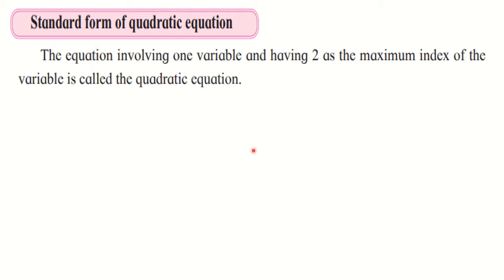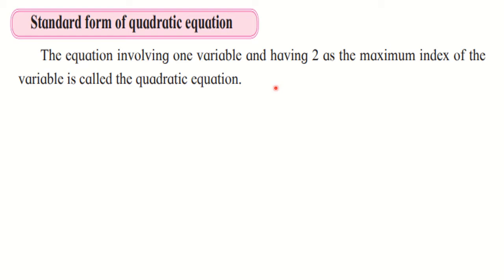Now here also we are having one variable. That means the equation should have only one variable, any one alphabet you can say, either x, y, a, b, whatever, and the maximum index should be 2. Then we say that the equation is a quadratic equation. So this is the definition of quadratic equation. The equation involving one variable and having 2 as the maximum index of the variable is called a quadratic equation. Here 2 as an index should be present, 1 alone will not do. You have to keep this in mind.